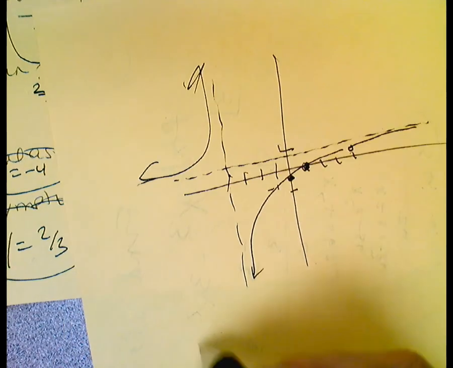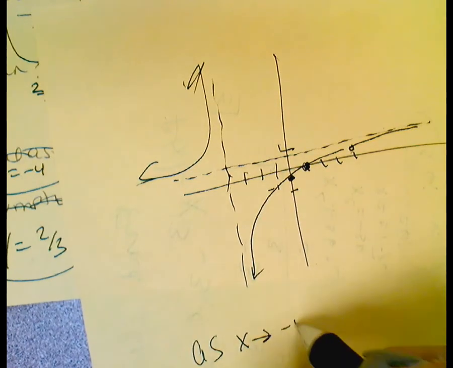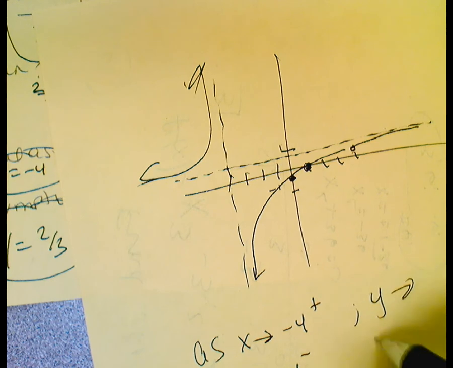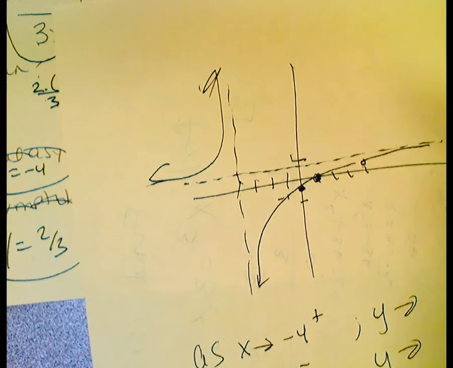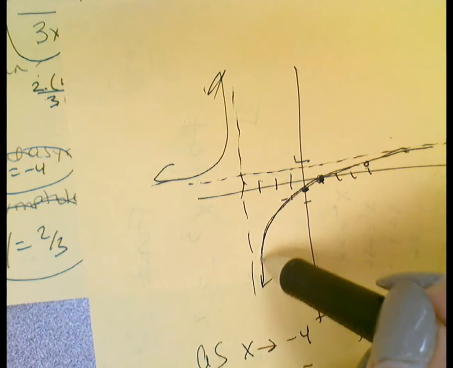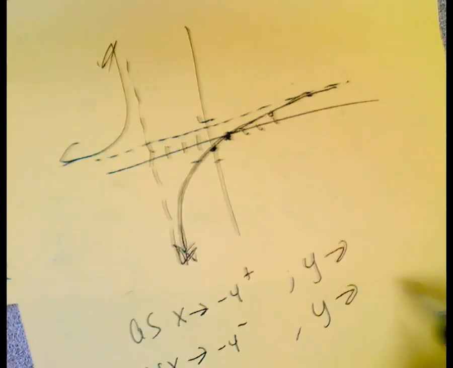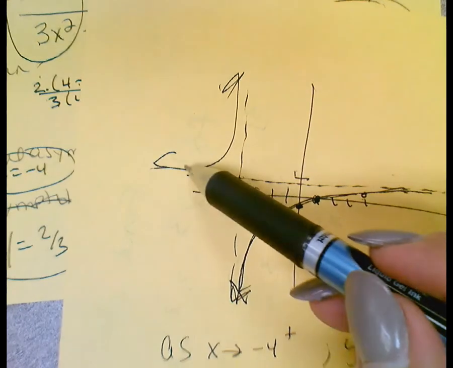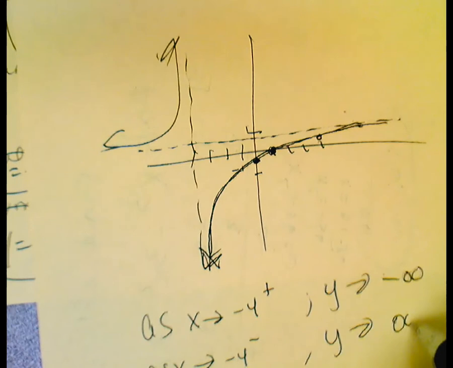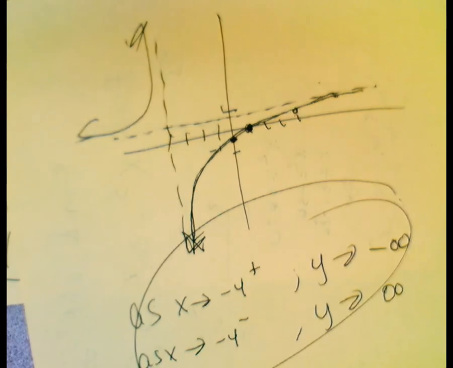The last question is, as x approaches negative 4 from the right, and as x approaches negative 4 from the left, what does the y do? So follow the curve. As x approaches negative 4 from the right, what is this doing? That one's negative infinity. As x approaches negative 4 from the left, it's shooting up. And that's your problem.